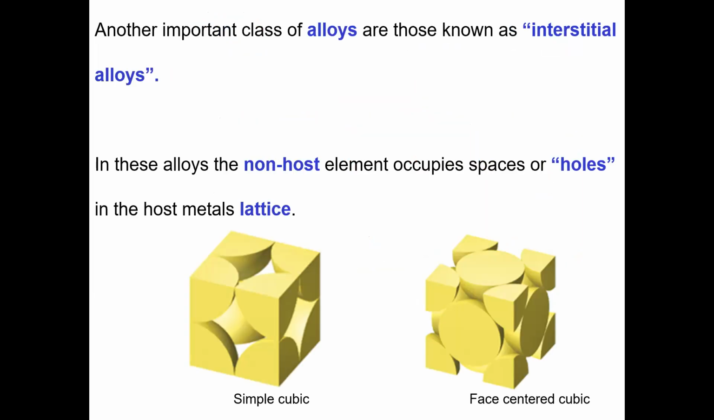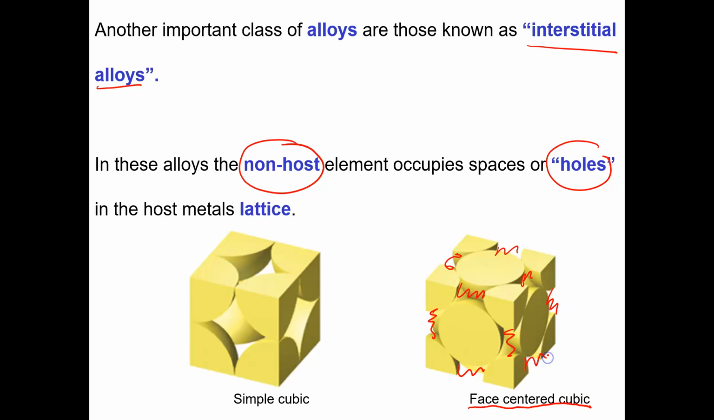The second class of alloys are known as interstitial alloys. What is happening in this case is that the non-host elements are occupying spaces, or what we call holes, in the host metal's lattice. We're going to learn that there are different types of lattices, different types of crystal structures, but they all have holes or gaps in them. This is that face-centered cubic structure that I was talking about that copper has, and you can see that there are these holes here halfway along each edge, and we could put a smaller atom in there, couldn't we?